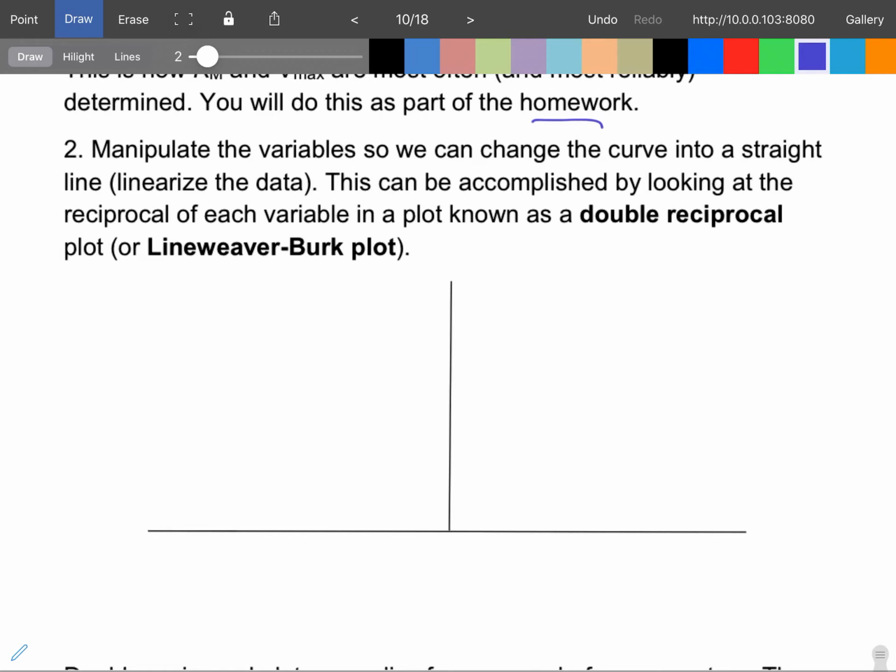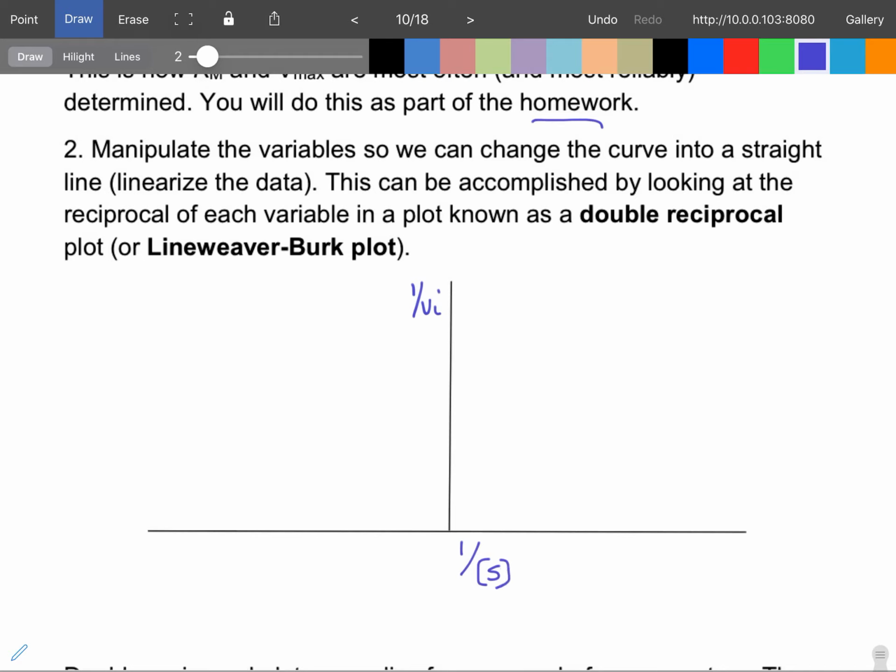And this is accomplished by looking at the reciprocal of each of those variables. So rather than looking at initial velocity as a function of substrate concentration, we look at the reciprocal of the initial velocity as a function of the reciprocal of the substrate concentration. What we would observe is the data, rather than forming a hyperbolic curve, should, if the data are good, form a line like this. So if I have, say, 5 data points, they would look something like that.